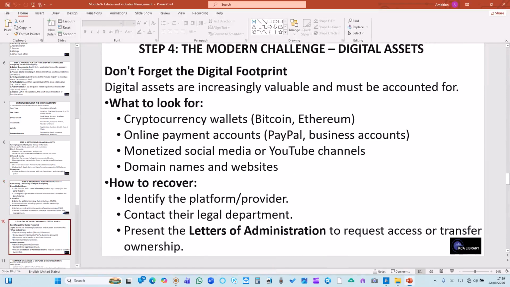Now, under the same step 4, the modern challenge: digital assets. Don't forget the digital footprint. Digital assets are increasingly valuable and must be accounted for. What to look for includes cryptocurrency wallets like Bitcoin and Ethereum, online payment accounts like PayPal, business accounts, monetized social media or YouTube channels, domain names, and websites. So how do we recover them? Identify the platforms and the providers, contact their legal department, then present the letter of administration to request access or transfer of ownership.